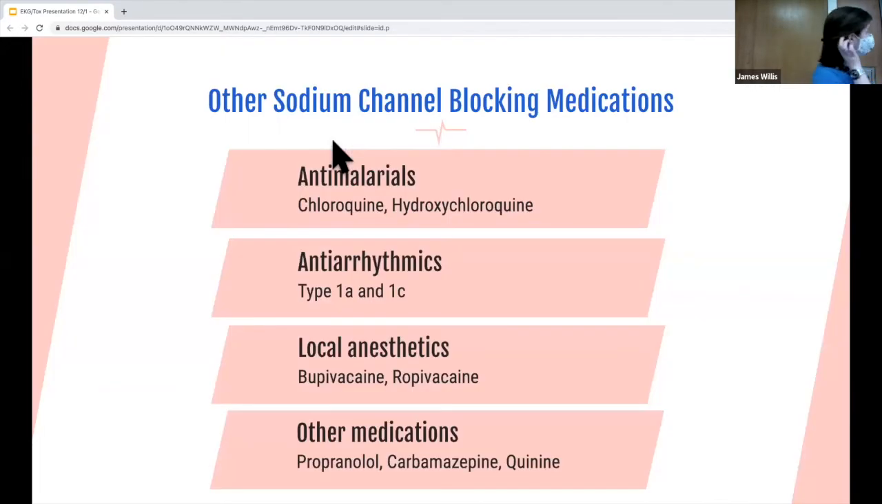So this is a non-exhaustive list of all the medications that cause sodium channel blockade. We all think of TCAs, but you also need to think about antimalarials, antiarrhythmics, local anesthetics, and other medications. I mentioned propranolol before, carbamazepine, and quinine. So this is just important: if someone's on one of these medications and their EKG looks like this, or you have one half of that, you want to get a good medication history about what's in the house.